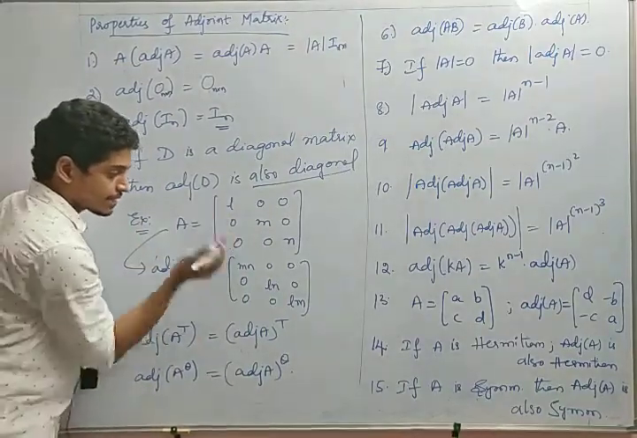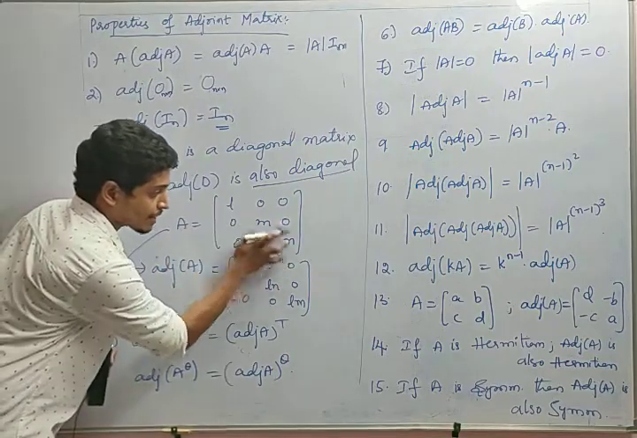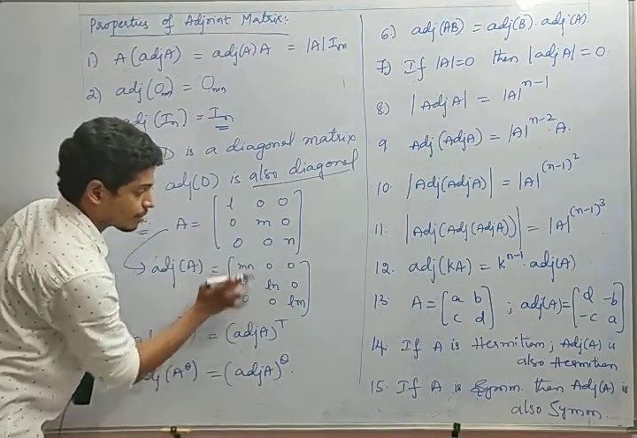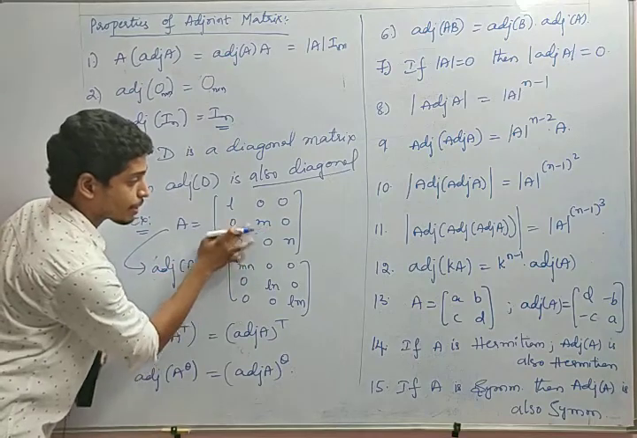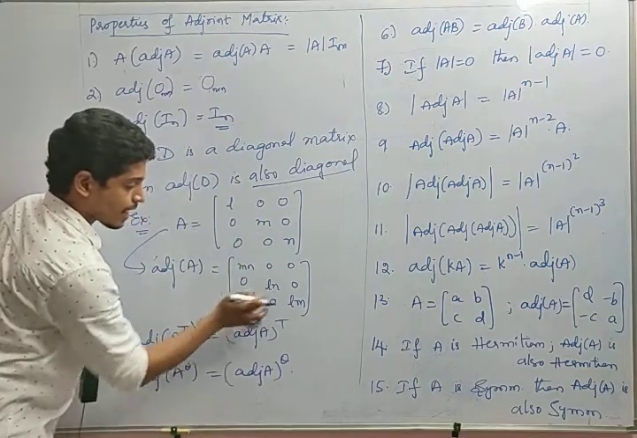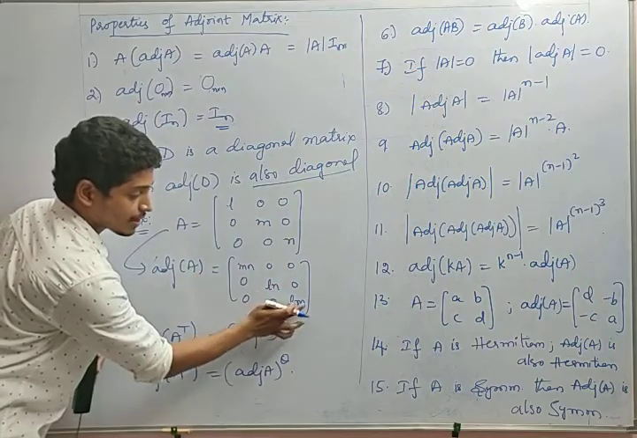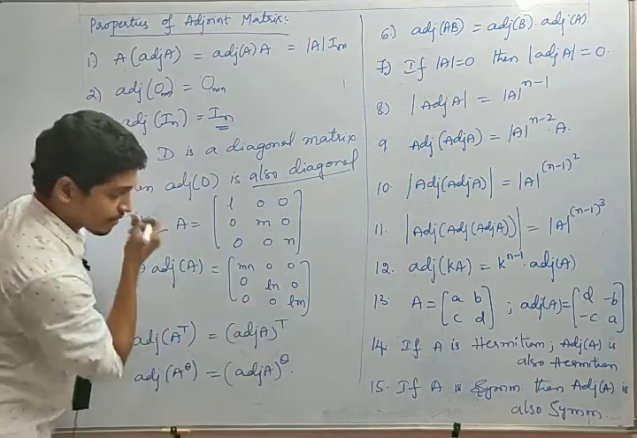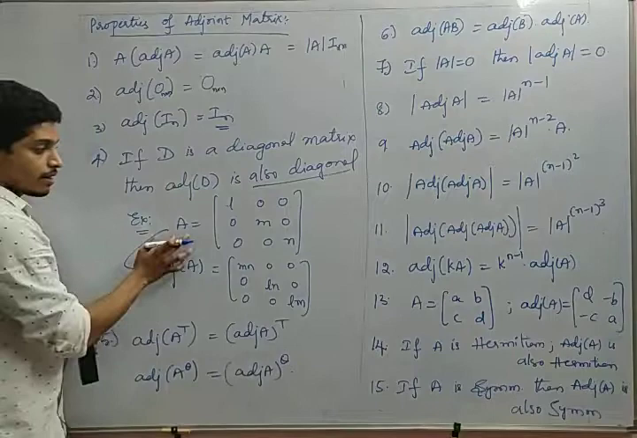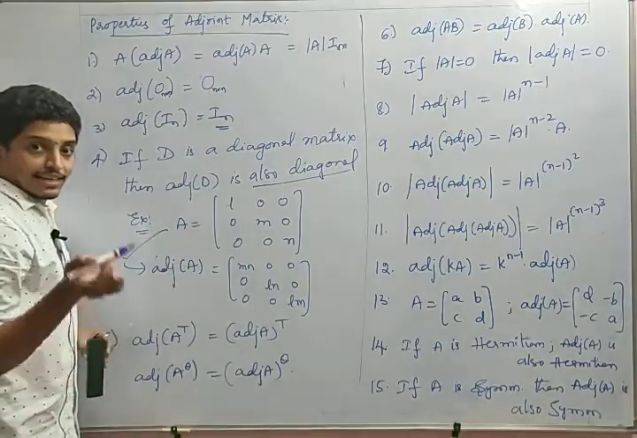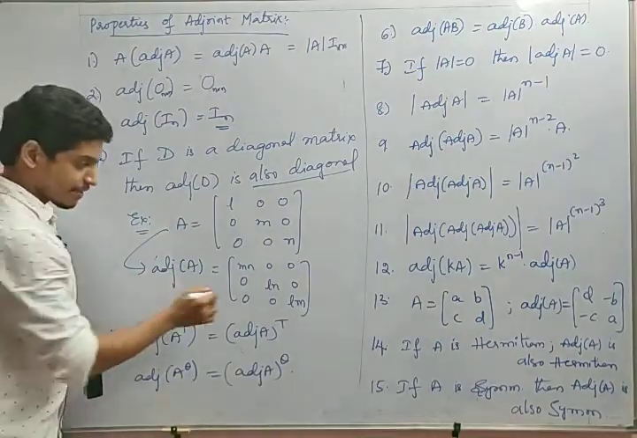Here L is there, so in the place of L, the product of the other two elements will come, 0 0 0. Here M is there, so the product of the other two elements, LN, will come. And where N is there, the product of the other two elements will come in the adjoint. This is LM. Fine friends, did you understand? So it is very easy to calculate the adjoint for a diagonal matrix. Fine, use this shortcut.